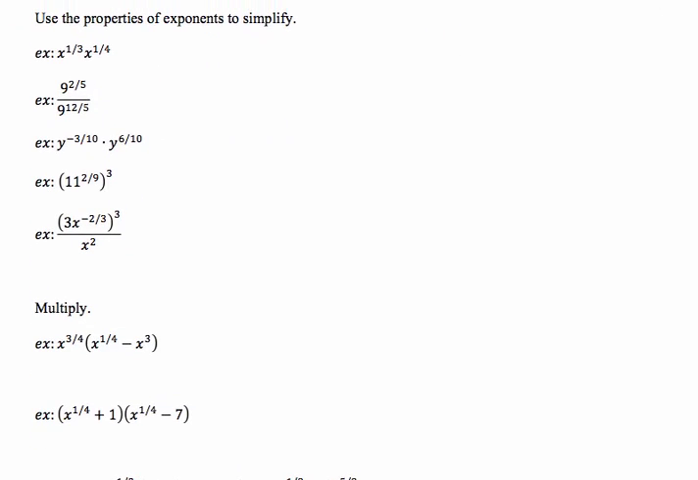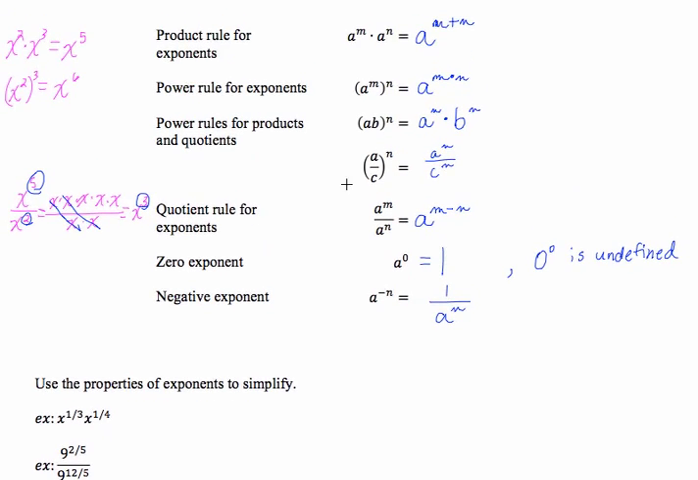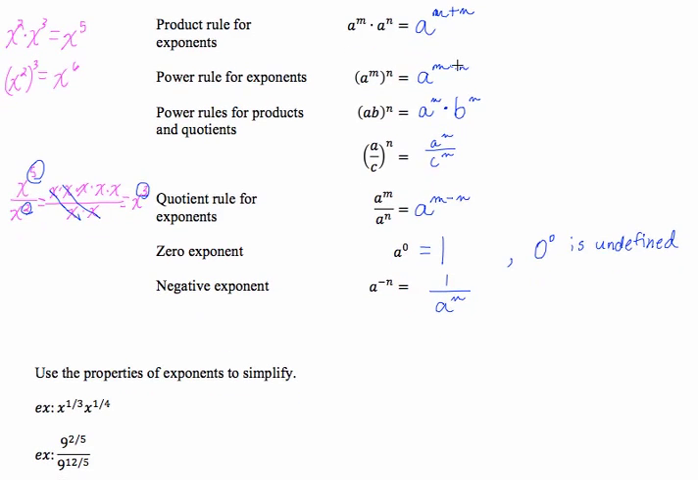Okay, let's simplify x to the 1/3 times x to the 1/4. Well, let me scroll back up here. We have same base, 2 different exponents, and they're being multiplied. That looks like this first rule, the product rule for exponents. We have the same base, a and a, different exponents. So how do we combine those? You add the exponents. So that would be x to the power of 1/3 plus 1/4. And this is where you may have to go off to the side with some scratch paper to simplify. What is 1/3 plus 1/4?